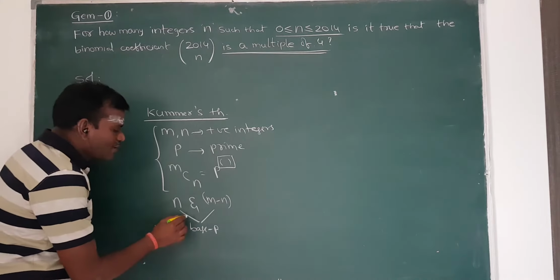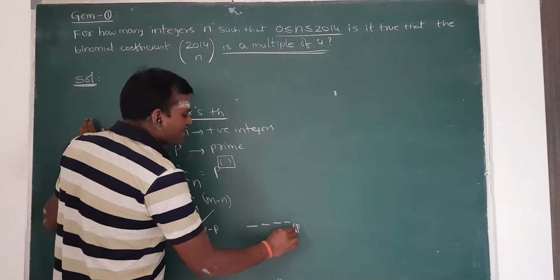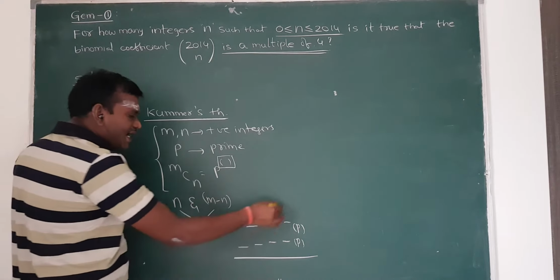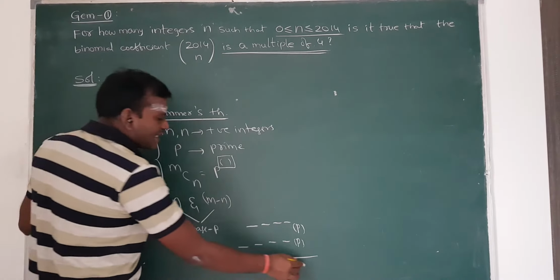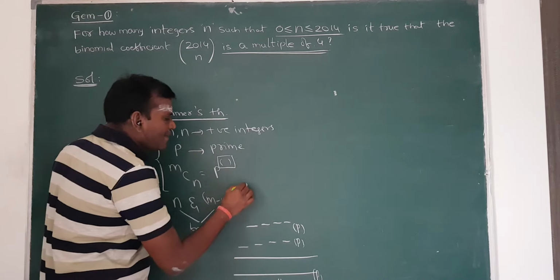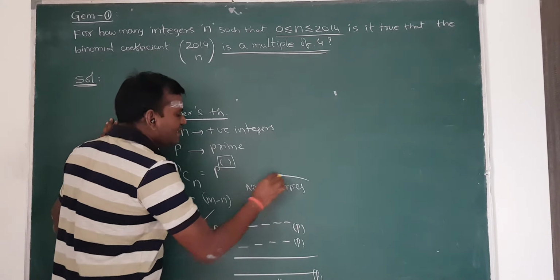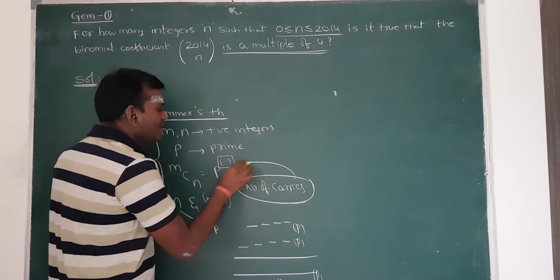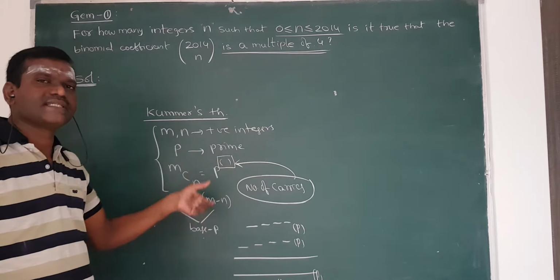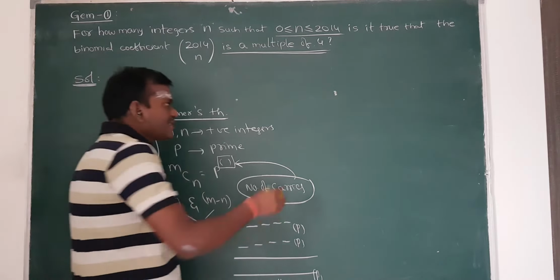Then I will add the two numbers in base p format. Suppose n in base p format is this one and m minus n in base p format is this one. If I add these two in base p format only, the number of carries, how many times a number is carried during the addition process, is nothing but the power of p. The number of carries is the power of p. This is the statement of Kummer's theorem. Okay, I will give some examples.